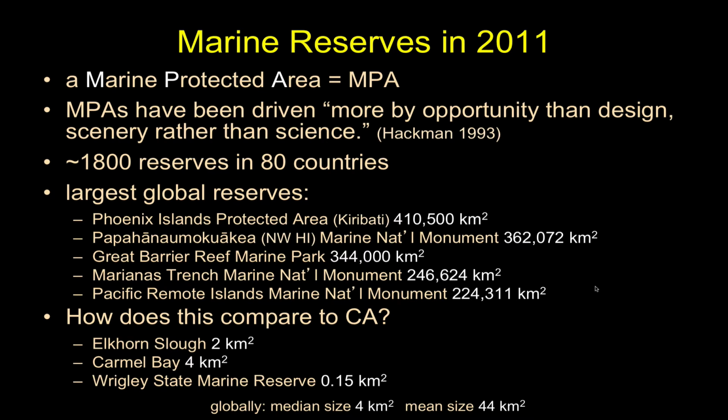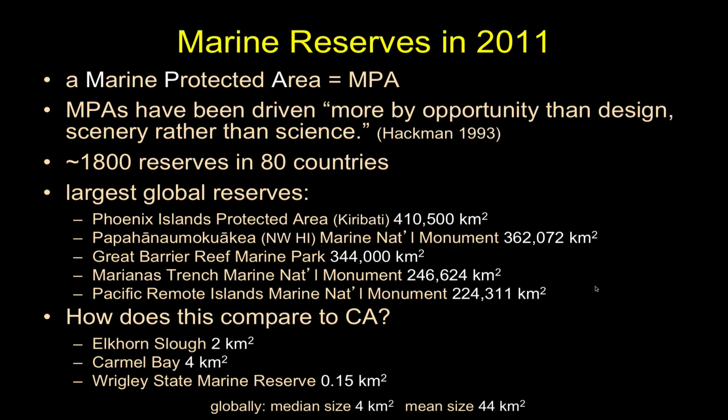Again, this number's gone up a bit, and this doesn't reflect some of our most recent numbers, but I think it proves the point, which is that we have a good number of reserves in a good number of countries, but the majority of these reserves are small. Not the mean size, the median size is about 4 square kilometers.